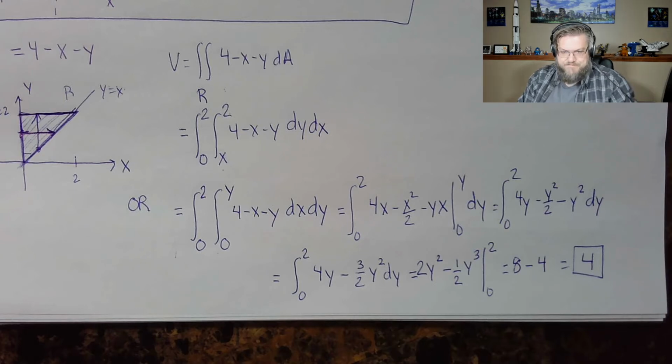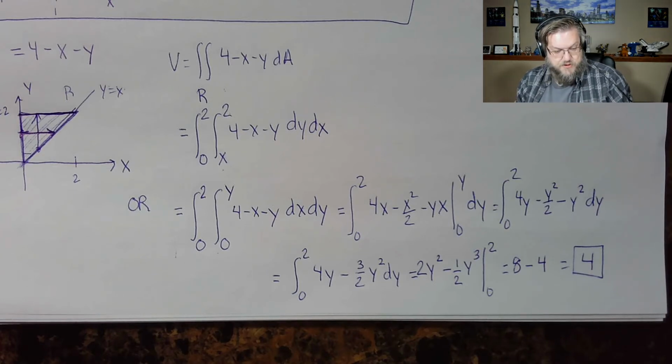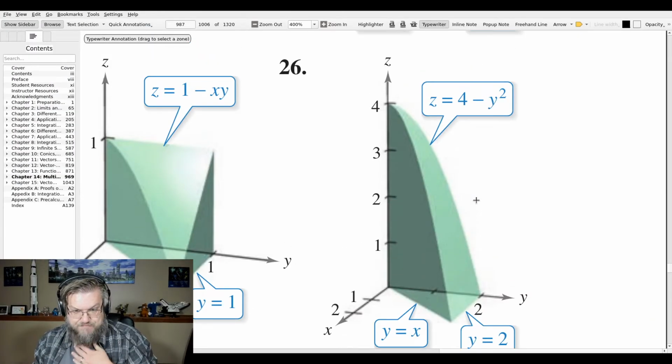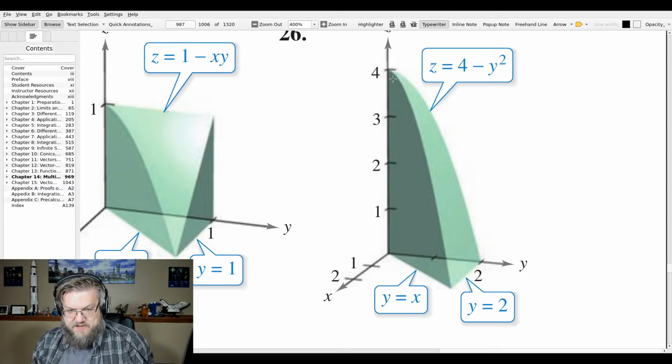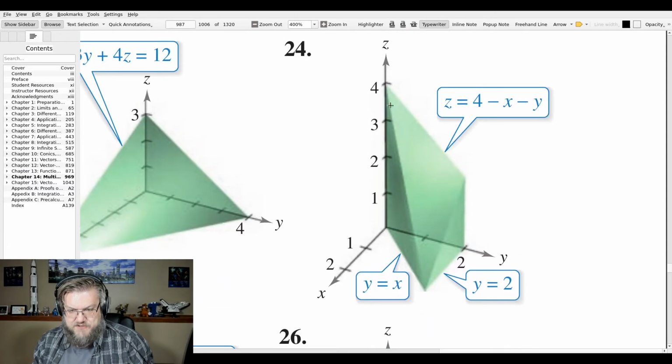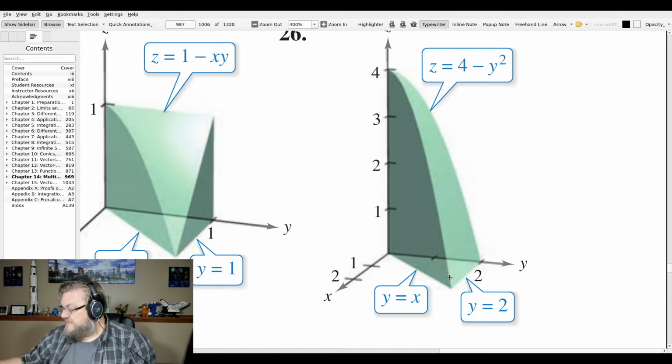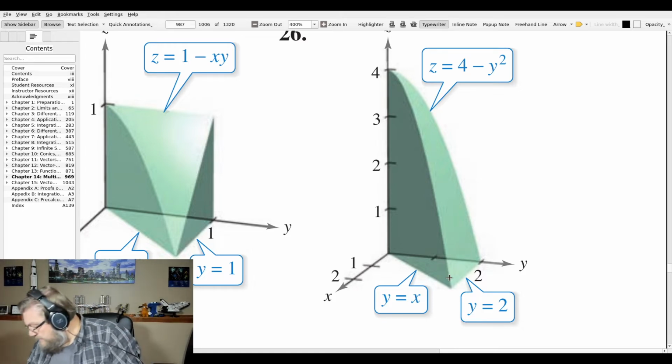Let's try another one. Another one where they've given you the picture, so let's try that. Okay, let's look at 26 here. Now 26, do you see how it's curved versus 24, which was this flat plane top? Here we have this curve. The good news is, it doesn't matter, because as long as you have the description of that surface, we're doing okay.